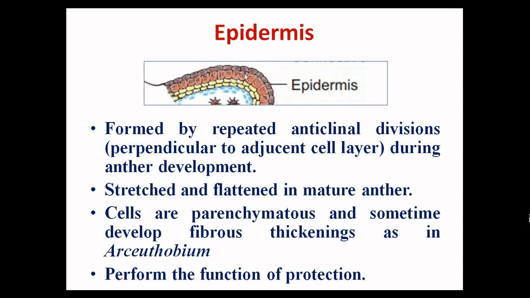This epidermis, which is a protective layer, is formed by repeated anticlinal divisions. Anticlinal means perpendicular to the adjacent cell layer during anther development. The cells of the epidermis are stretched and flattened. The cells are parenchymatous in nature, and sometimes they develop fibrous thickening, as can be seen in Aristolochia. These cells of the epidermis perform the function of protection of the anther.